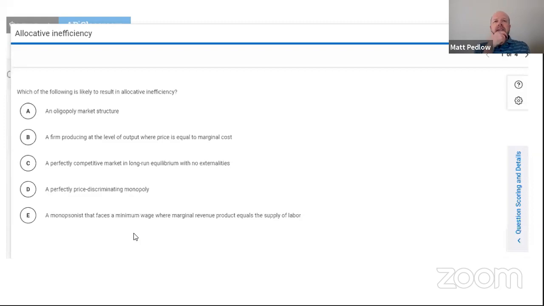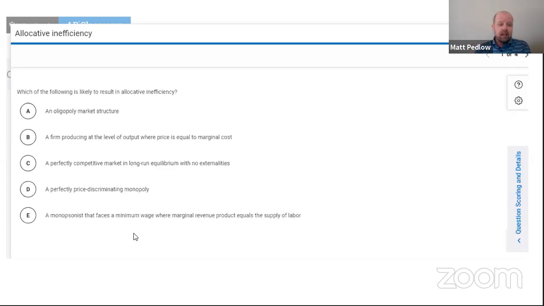And if you think to yourself, gee, my teacher, when we talked about oligopolies, I remember game theory. So let's skip that one for right now. Go to B, a firm producing at the level where price equals marginal cost. Well, that is the definition of allocative efficiency. And you know B can't be the right answer. C, perfectly competitive and equilibrium. Well, that's what we just drew.